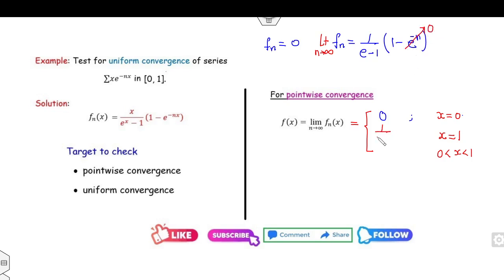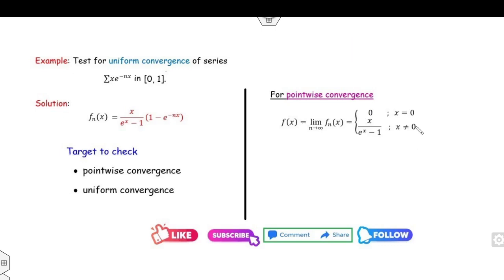The expression is 1 over e minus 1. And if you consider the limit as n approaches infinity, this value goes to 0. The expression is x over e raised to power x minus 1. Clearly, 1 over e minus 1 is a special case of this, so I can combine them. You can write it in these two cases. Because the limit exists, it is a pointwise convergence on the closed interval [0, 1].